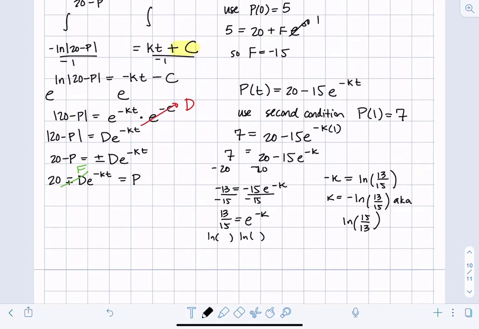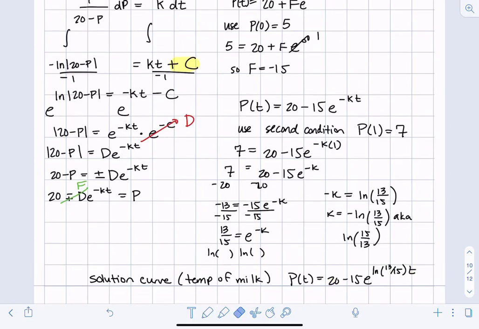So our solution curve, aka the temperature of the milk as a function of time, is P of t equals 20 minus 15 e to the negative k t. So that would be ln 13 over 15 t. So our solution curve, which is the temp of the milk, would be P of t equals 20 minus 15 e to the ln 13 over 15 t.